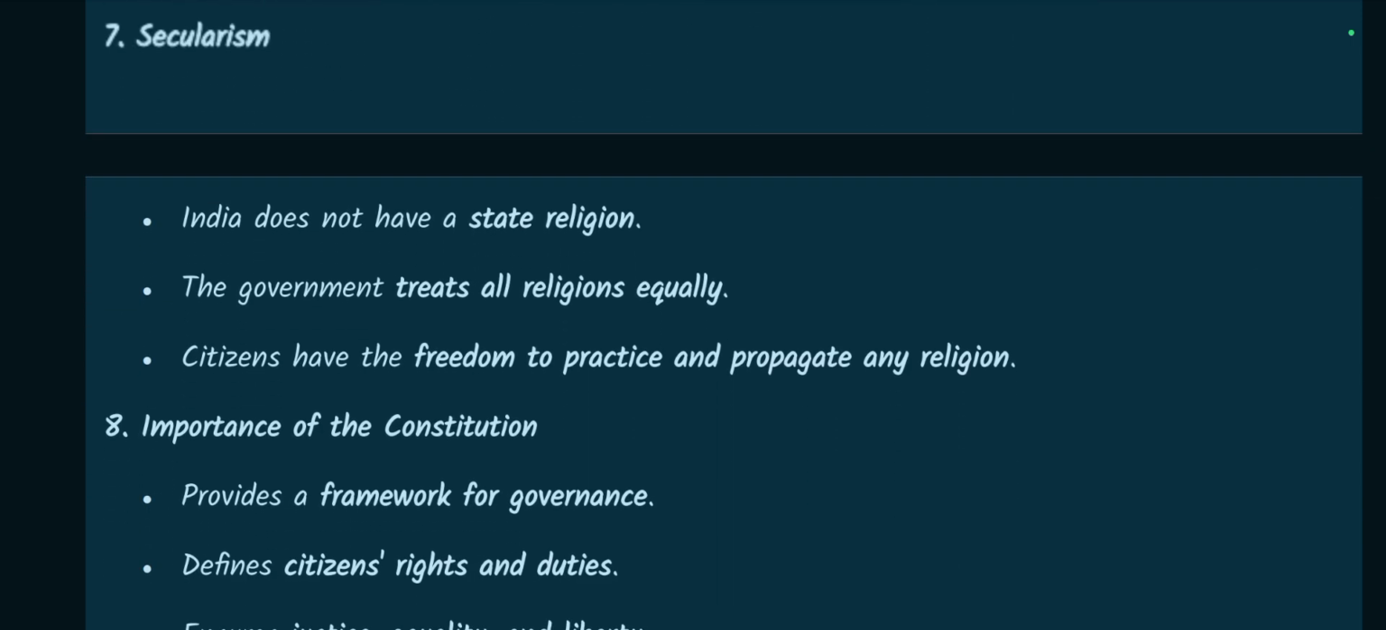Secularism. India does not have a state religion. The government treats all religions equally. Citizens have the freedom to practice and propagate any religion.